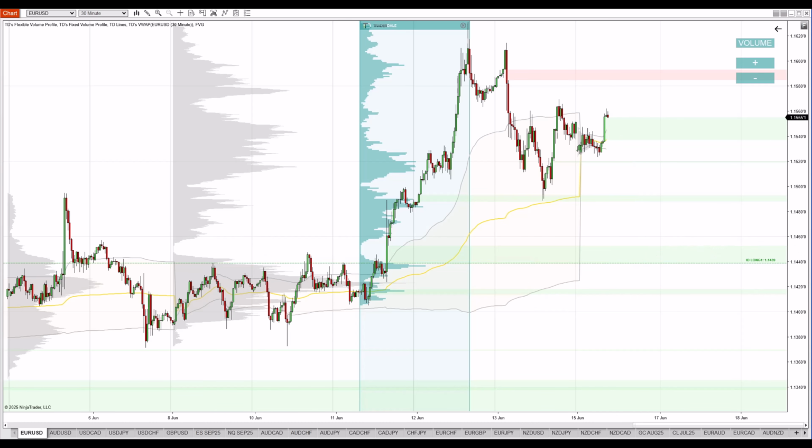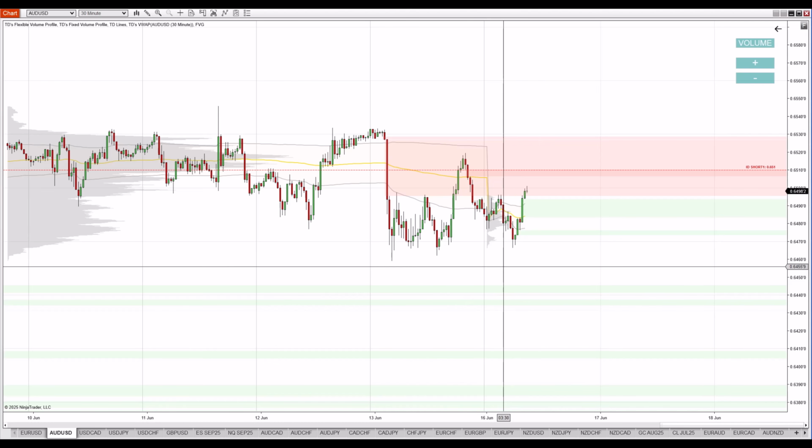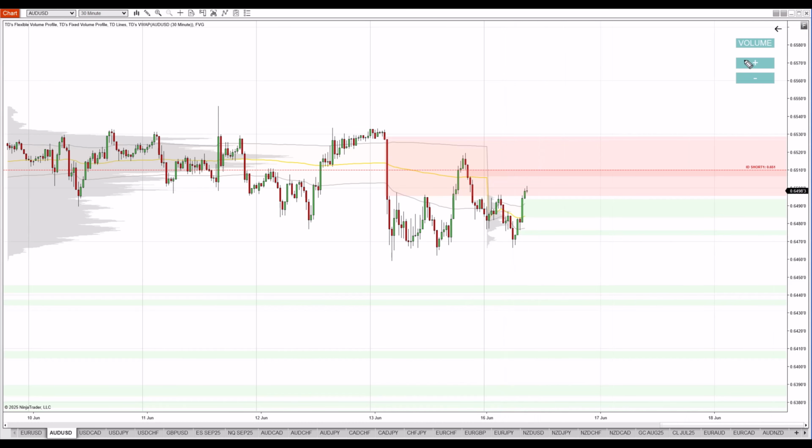Now the next trading idea I want to talk about is on the Australian dollar US dollar. So let's check it out. So this is the Australian dollar US dollar 30-minute chart, and I want to talk about this resistance, which is at 0.6510. Now this one is based on a significant rejection of higher prices.